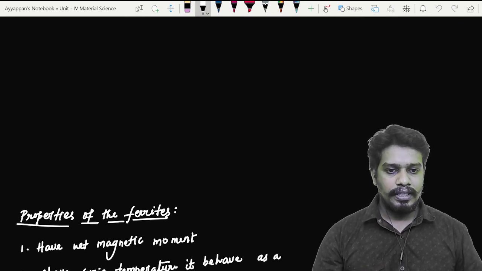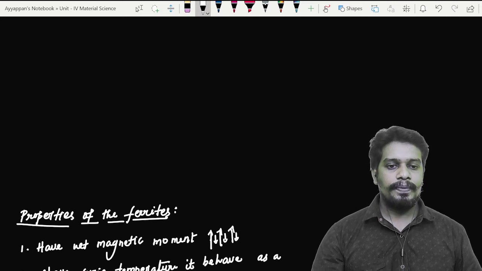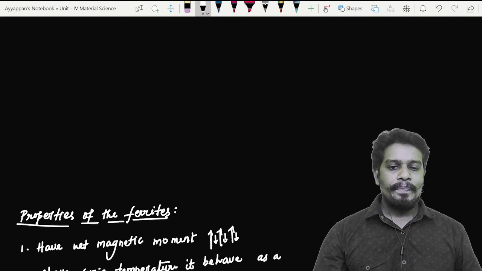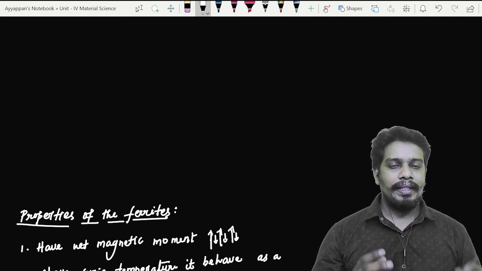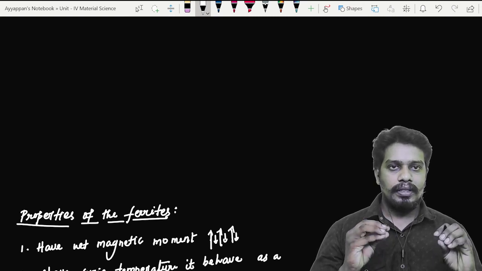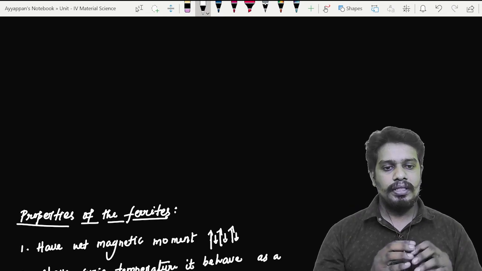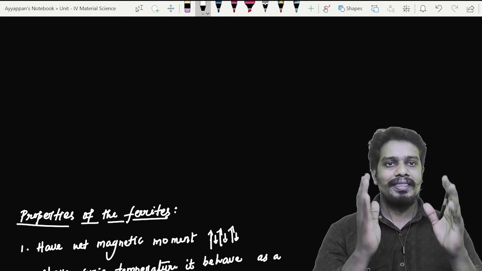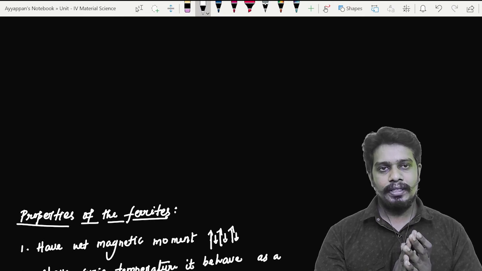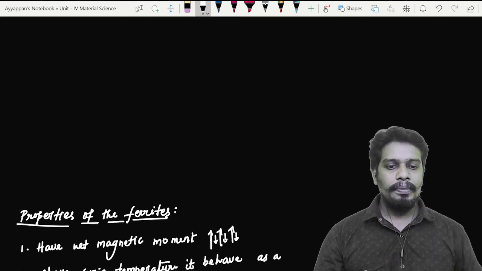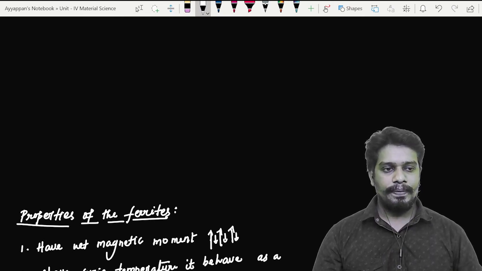Suppose if you look here, there is upspin with a larger magnitude, downspin with a smaller magnitude, then upspin, then downspin, then upspin, then downspin. If you are calculating the resultant net magnetic moment, the strength of the upspin is large compared to the downspin. There is a resultant magnetic moment in the upward direction. So that's why it has a net magnetic moment. It's the first property.